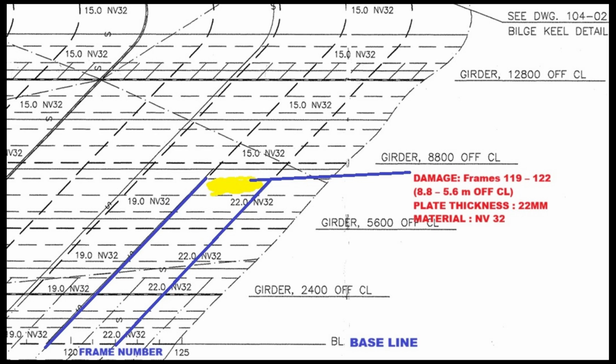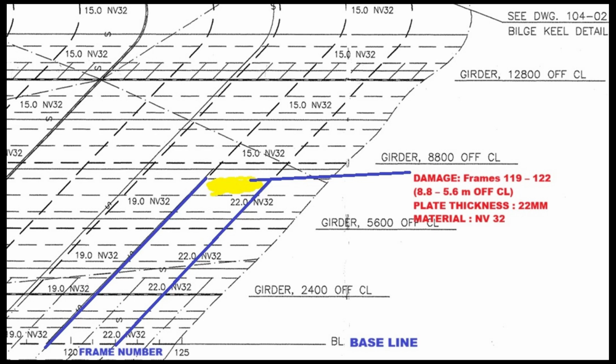Moving to the next section of the hull assessment, we examine a separate region of the shell expansion plan to isolate another area of concern. Longitudinally, the affected zone spans across 3 frame spaces, specifically from frame 119 to frame 122. This establishes our primary horizontal reference points on the grid.